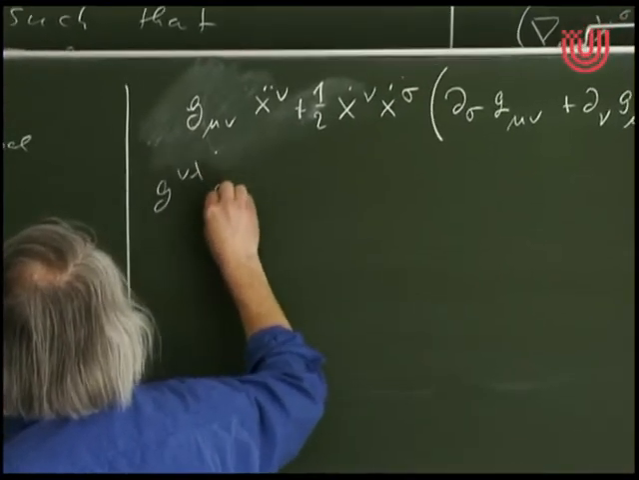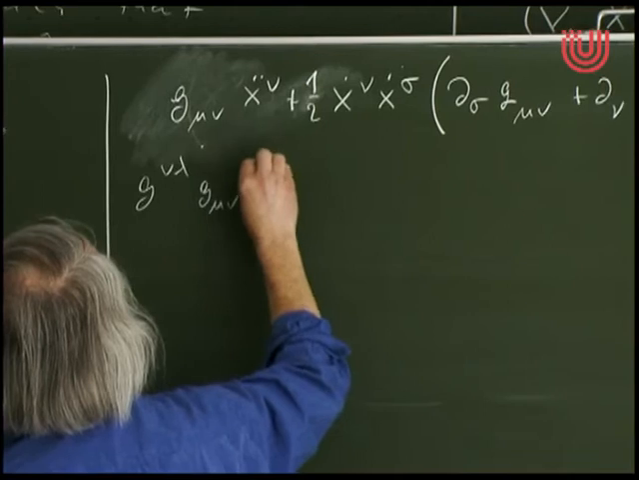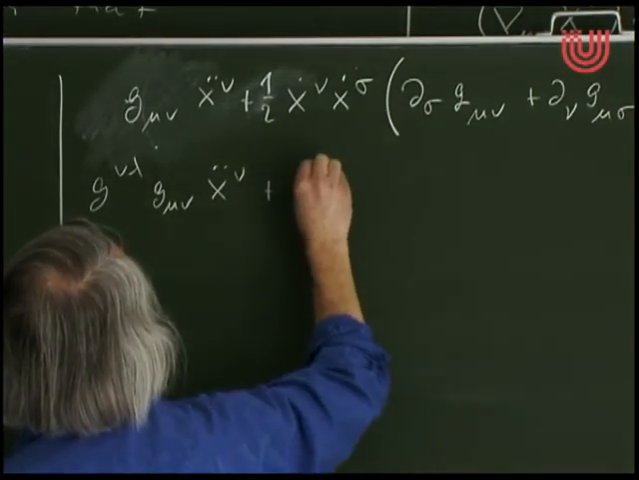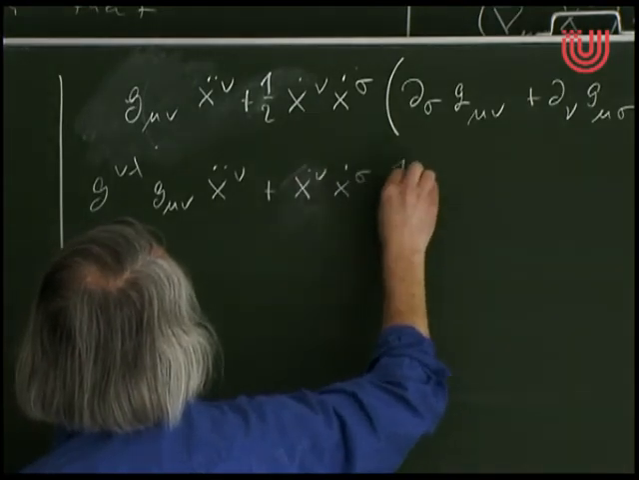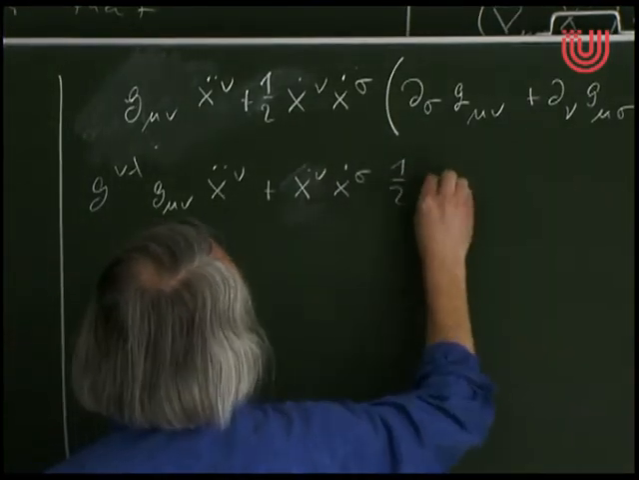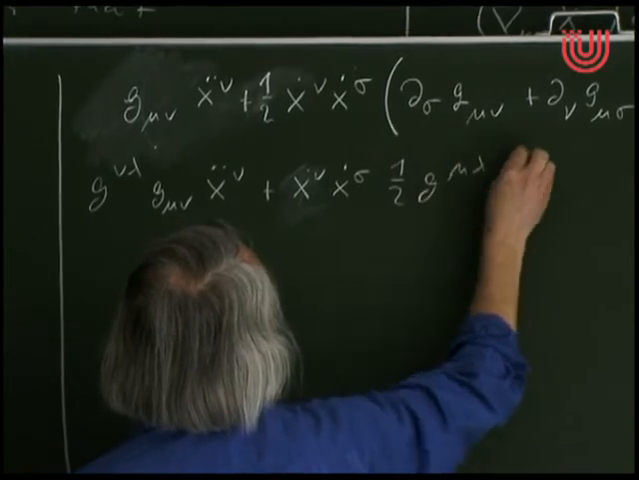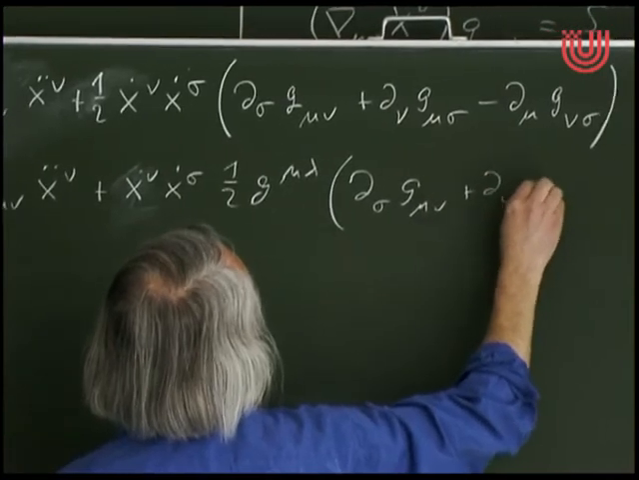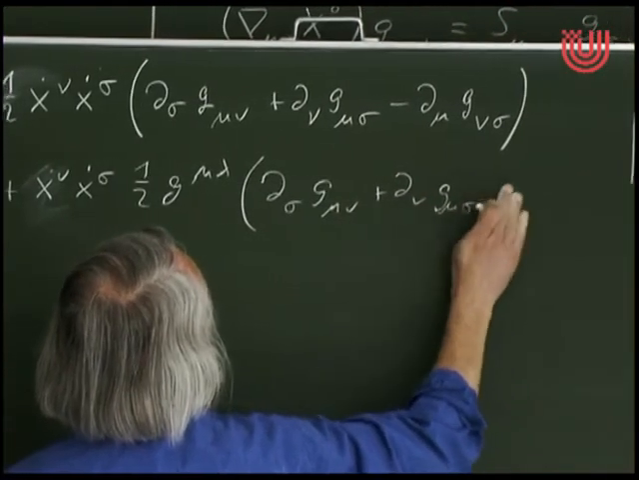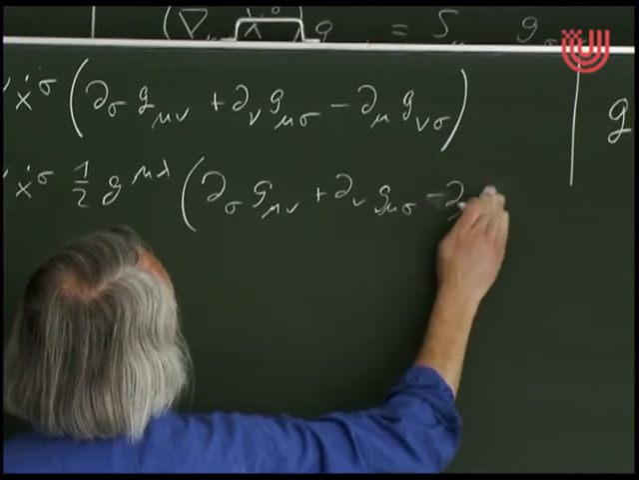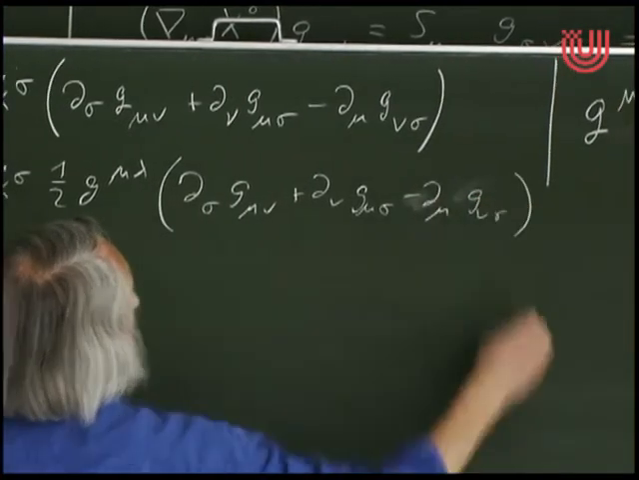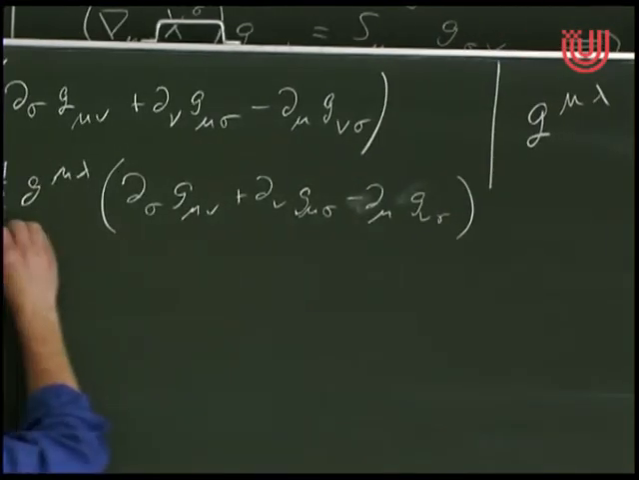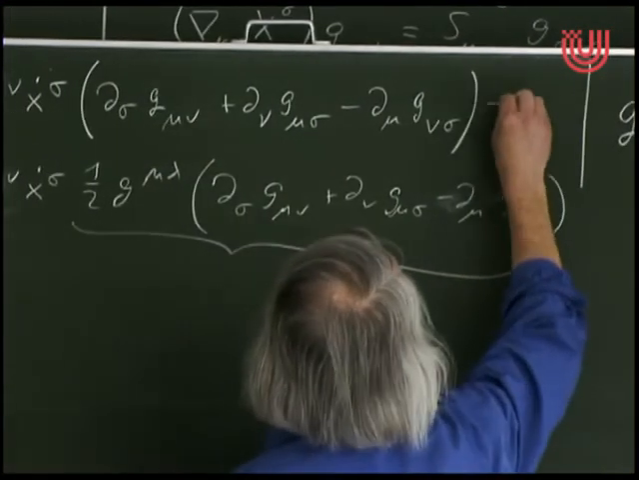g mu lambda g mu nu x nu double dot plus 1/2, or let me write it in this way, x nu dot x sigma dot 1/2. Then this here, g mu lambda, and then this bracket, d sigma g mu nu plus d nu g mu sigma minus d mu g nu sigma. And now if you look carefully, you see that the whole thing is 0. I forgot the 0.